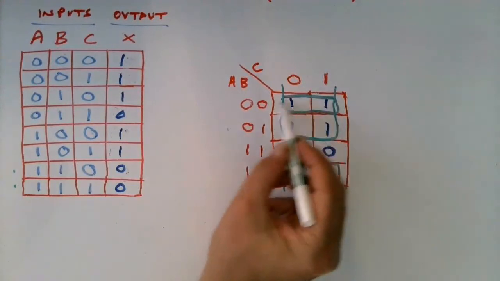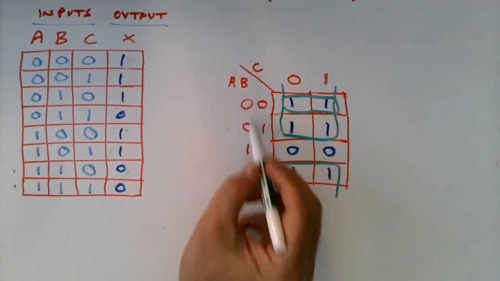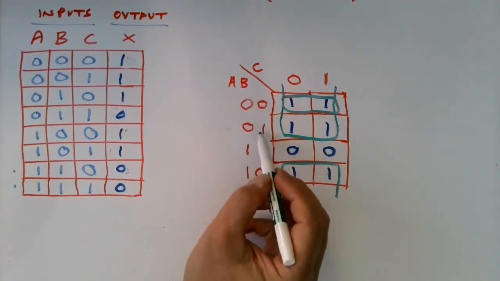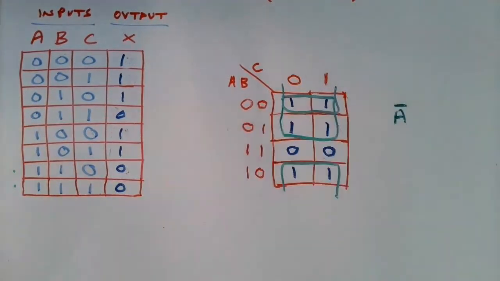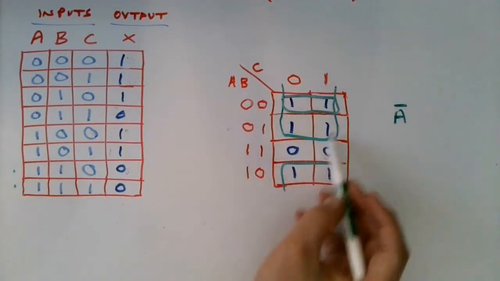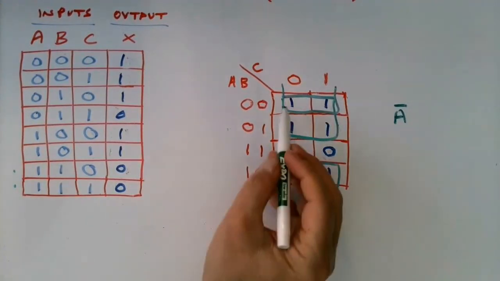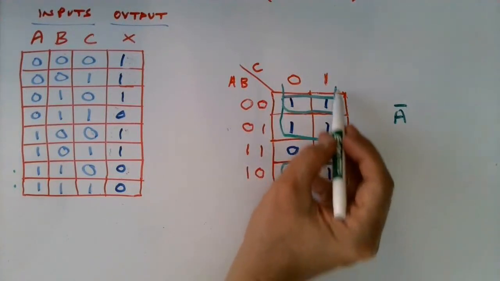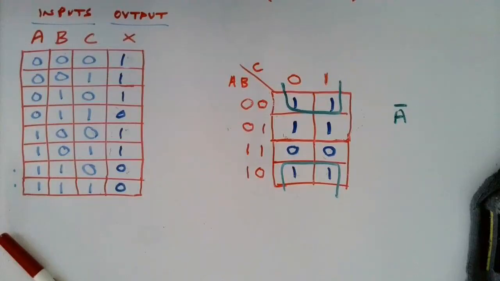So let's take a look at these 4 on the top to begin with. A is 0 as we go from top to bottom, so that means the term would be A naught. C is transitioning from 0 to 1 on those cells, so we throw it out. Now this is the weird one, where we've got this transition, and let me erase it a little bit to make it a little bit more clear.